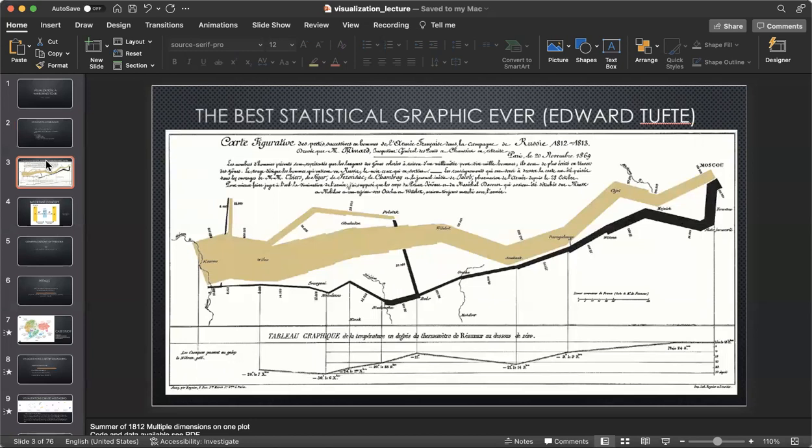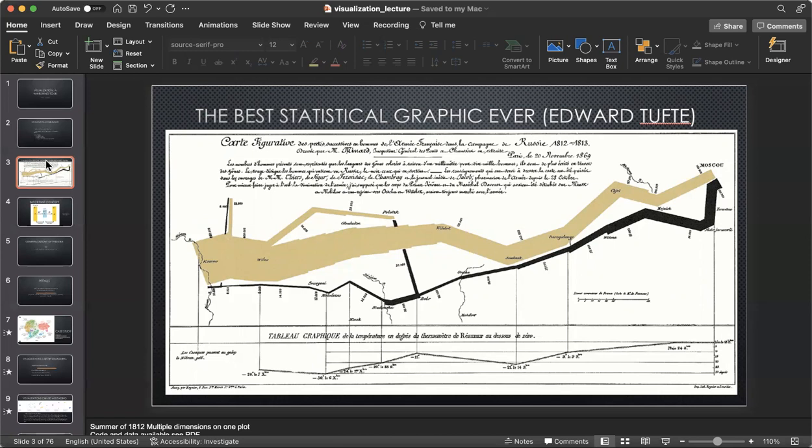So Edward Tufte, who is one of the most foremost experts in data visualization, says this is the best statistical graphic ever made. So the year is 1812, June of 1812 to be precise. It's a warm summer day in France when Napoleon Bonaparte, the French emperor, decides to invade Russia.